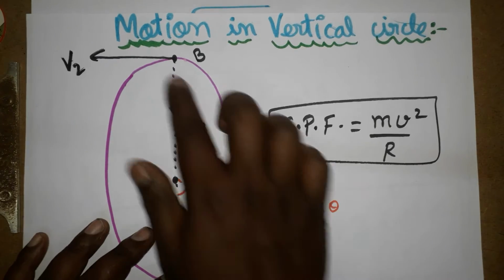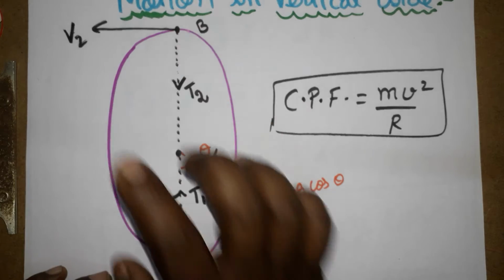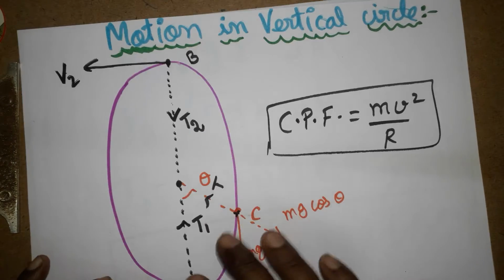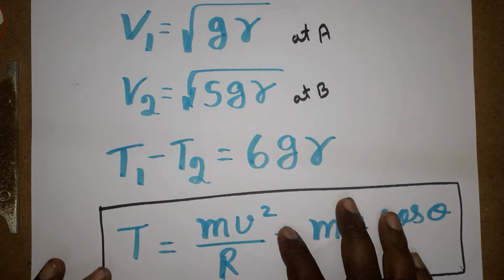Students, today we are going to learn motion in a vertical circle. The object is moving in a vertical circle like this. In this, we have four equations, which are very important to learn for class 11.